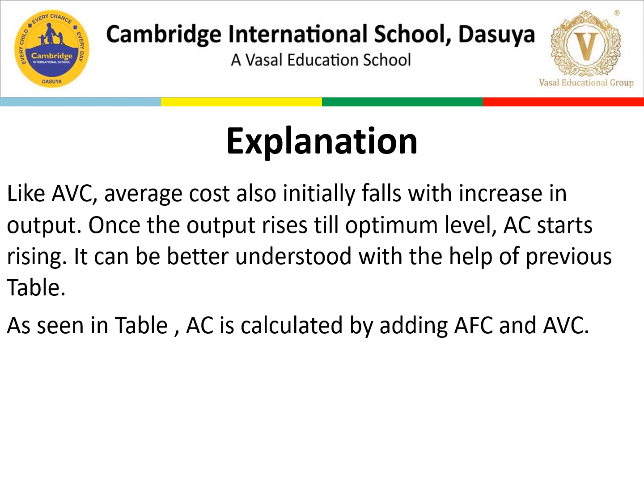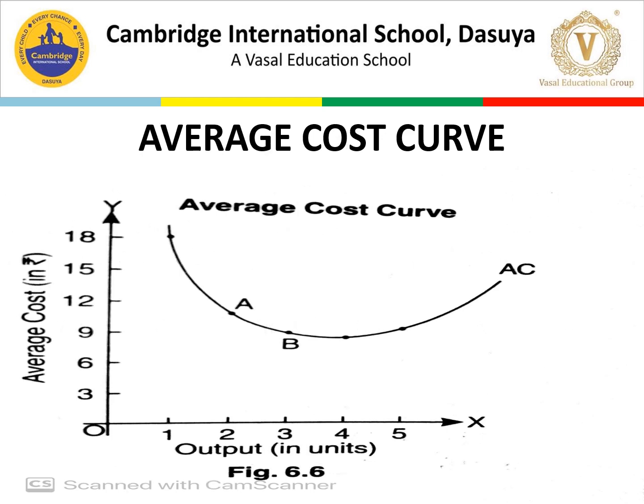We have done that table already. As seen in the table, AC is calculated by adding AFC and AVC. That is the same point. Next point: this point is related to the average cost curve, which is almost U-shaped. So let's see the explanation. See, the same points are there. We just have to see the diagram. Now let's move to the explanation part.